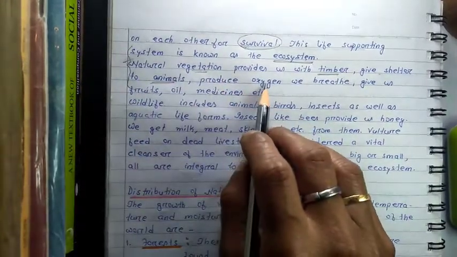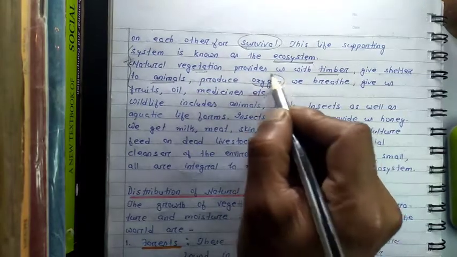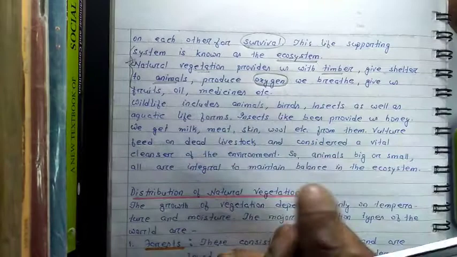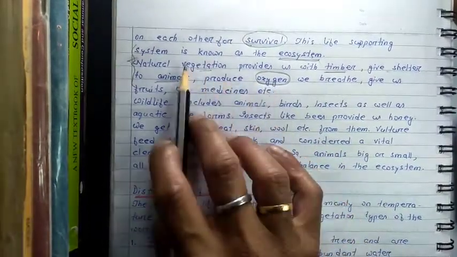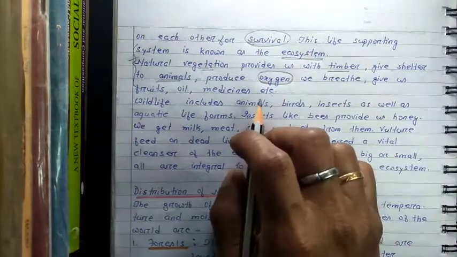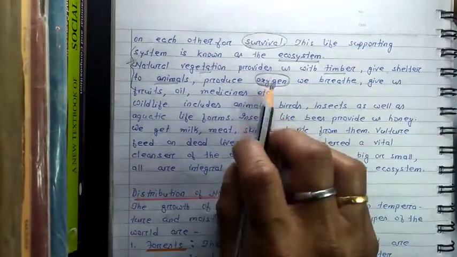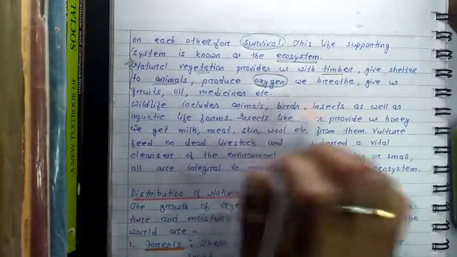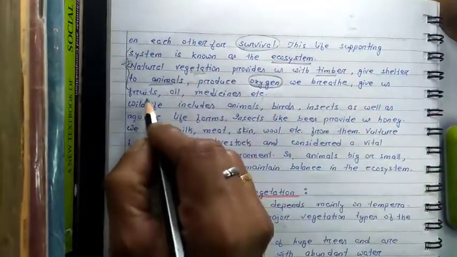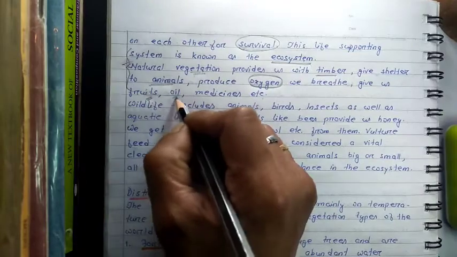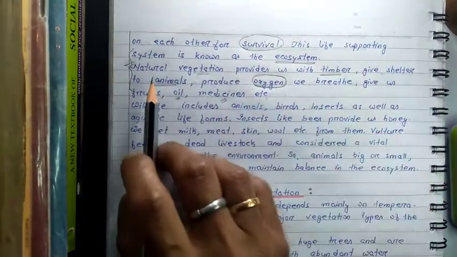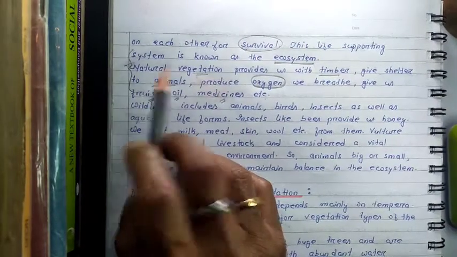It produces oxygen, the most important thing. We know all living beings need oxygen for breathing, and this oxygen is provided to us by the natural vegetation or the forest. During the process of photosynthesis, the green plants produce oxygen. You already got it. From the forest or natural vegetation, we also get different types of fruits. We get oil, we get different types of medicines or herbs. So that is the importance of natural vegetation.